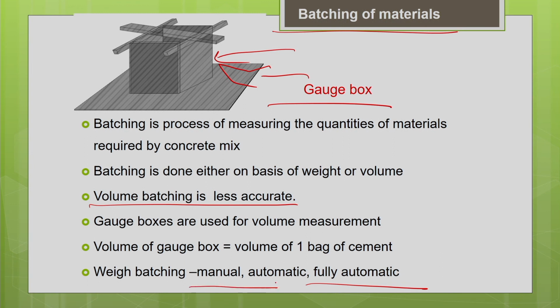Similarly, the exact quantity of the aggregate will be released from the aggregate storage bins, and it will be conveyed by the conveyor and carried to the mixer machine directly. So, we have fully automated weighing batch systems available in the modern RMC batching plant. There are different types of weigh batching, fully automatic, semi-automatic or manual. But one thing you have to always keep in mind is that weigh batching is always accurate when compared to volume batching. So, it is always preferable to go for weigh batching to get a good quality of concrete.